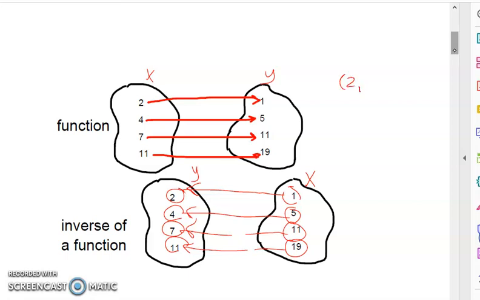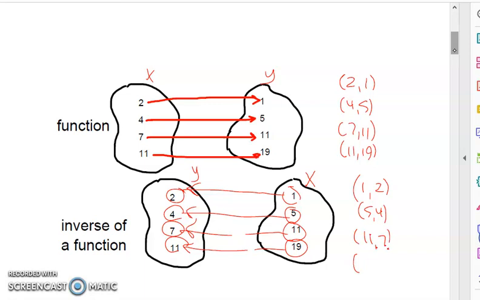We can also write these as ordered pairs. So in the original function, the ordered pairs would be (2, 1), (4, 5), (7, 11), (11, 19). And in the inverse, it would be (1, 2), (5, 4), (11, 7), and (19, 11).